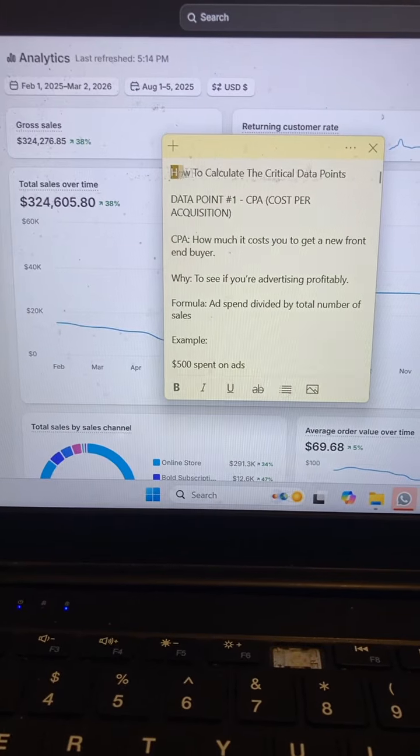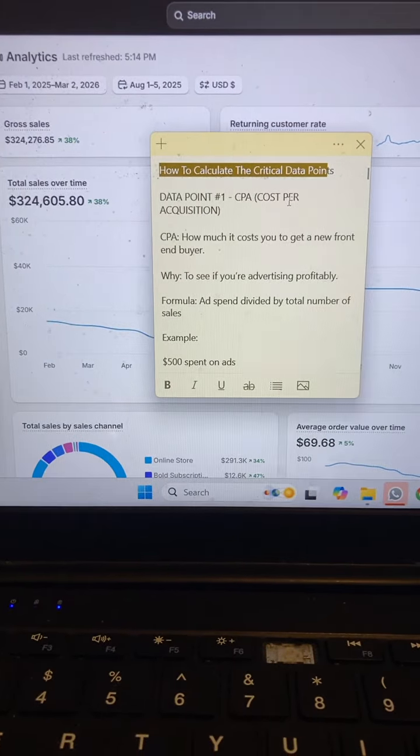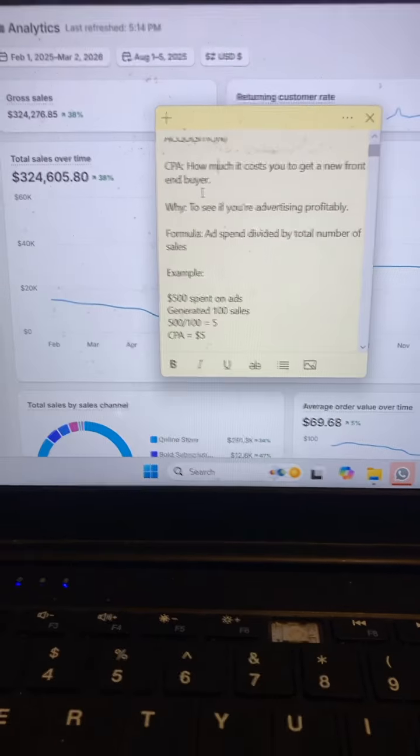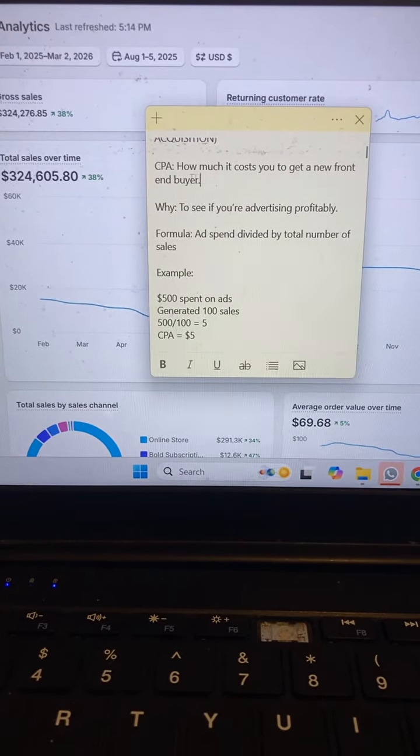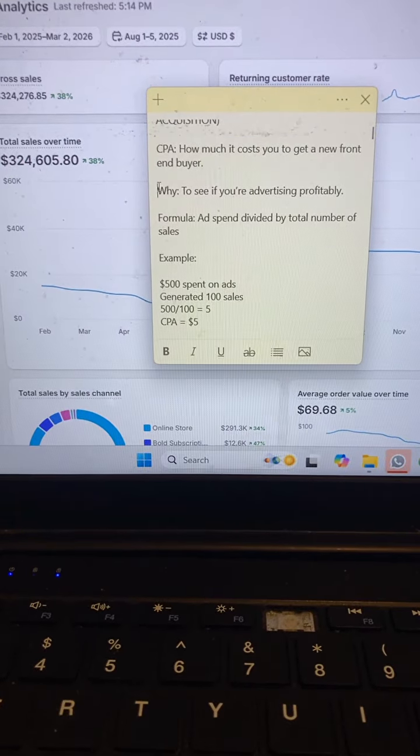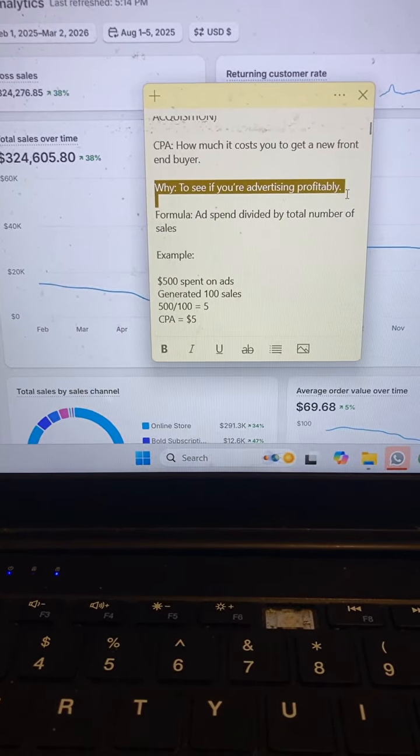Alright guys, so now we're going to talk about how to calculate your critical data point. So data point number one you want to be measuring is your cost per acquisition. And that literally just means how much does it cost to get you in front of a front end buyer. And it's important to know that because you want to see if you're advertising profitably.